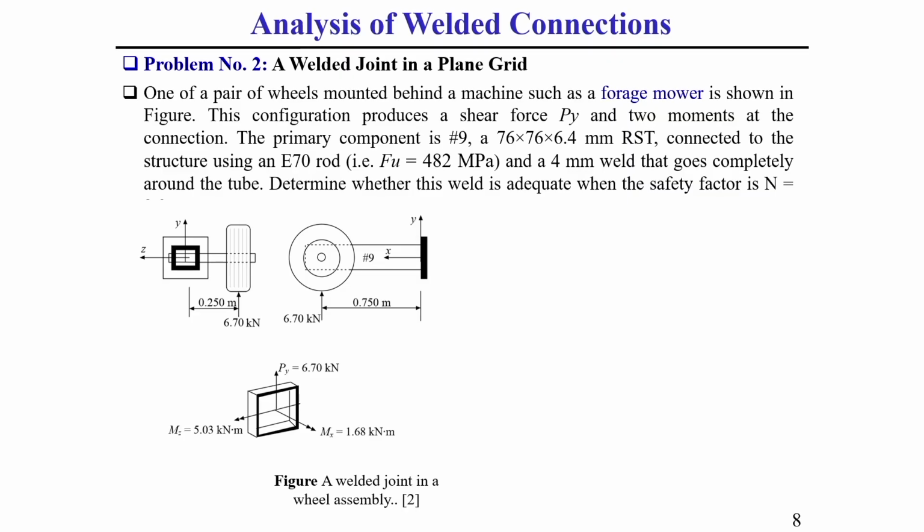Now I am going to show another very important problem. This is a plane frame problem, a plane grid problem. Here I will discuss the different steps used to find the resultant QR, and how to find it. I will also find the ratio between QR and Q allowable, and check whether it is on the safe side or not.